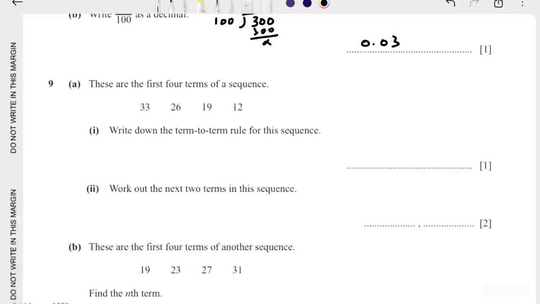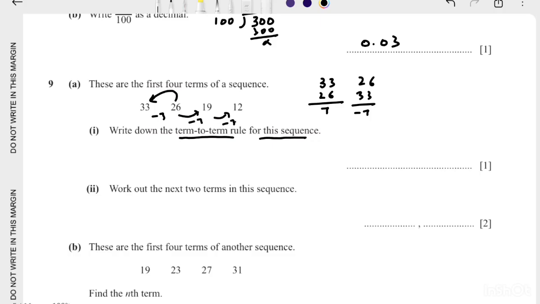These are the first four terms of a sequence. Write down the term to term rule for this sequence. We have to check the common difference. If you subtract 33 and 26, this becomes 7, so 26 minus 33 becomes minus 7. Minus 7 and again minus 7 and again minus 7. So the term to term rule would be subtract 7.